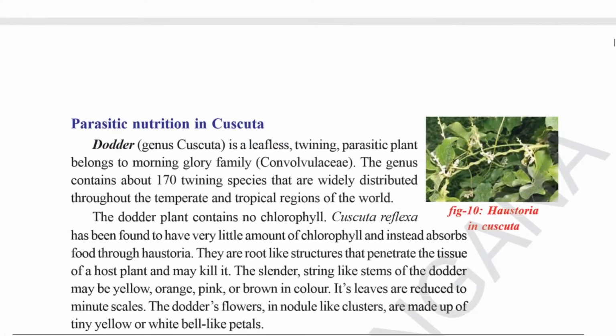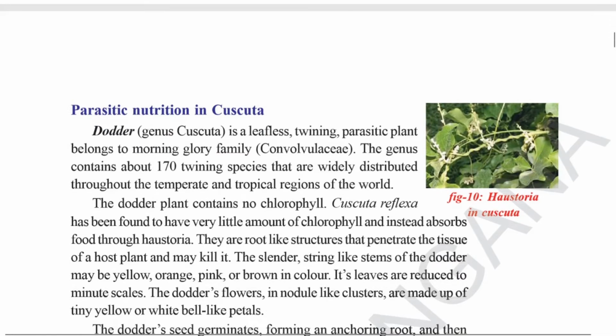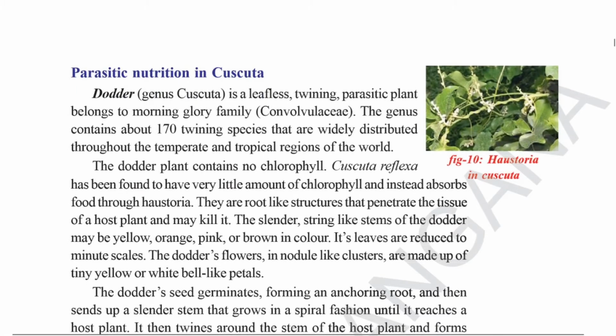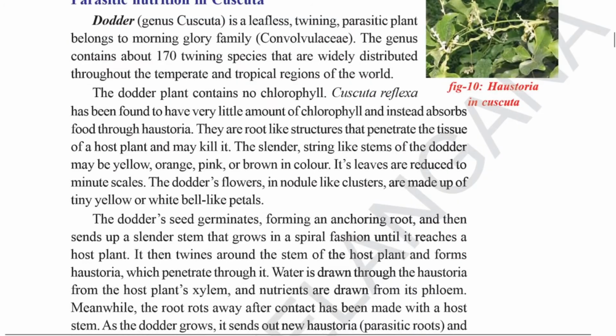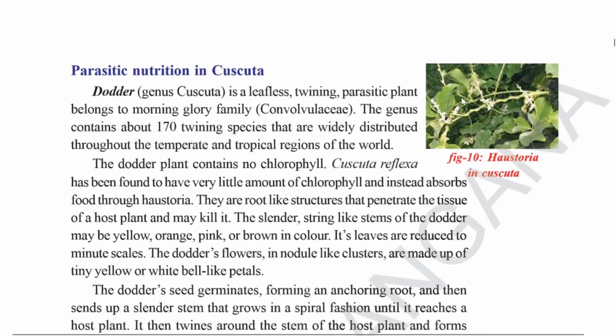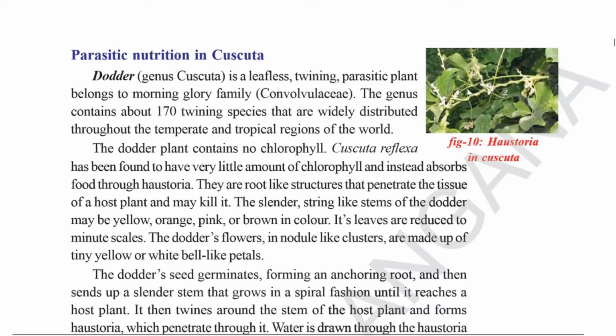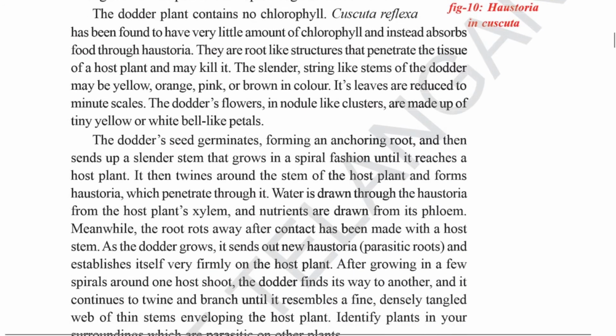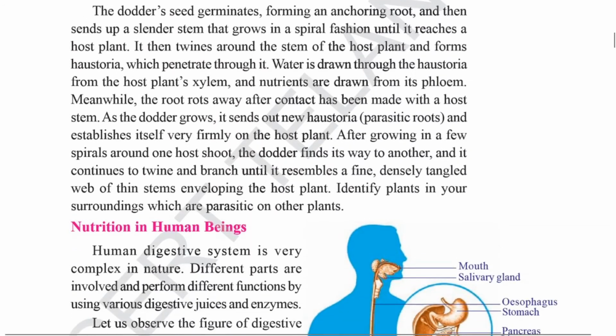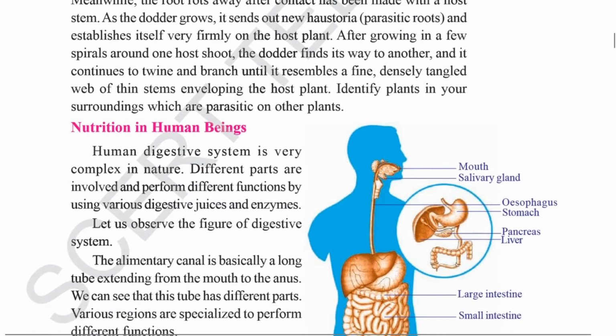And the parasitic nutrition, the plants which are dependent on others, which take the food of other plants, are known as parasitic organisms. So here they have taken an example of a toddler, a genus Cuscuta. It's a leafless twining parasitic plant which depends on the Haustoria in Cuscuta. Okay, it will just grow on the other plants. It won't prepare its own food. It will just take the other plants' food and grow there.